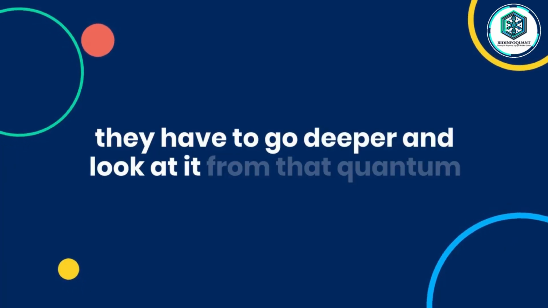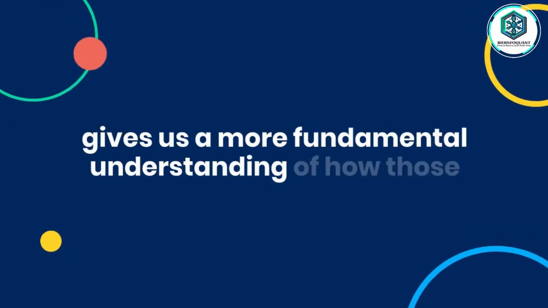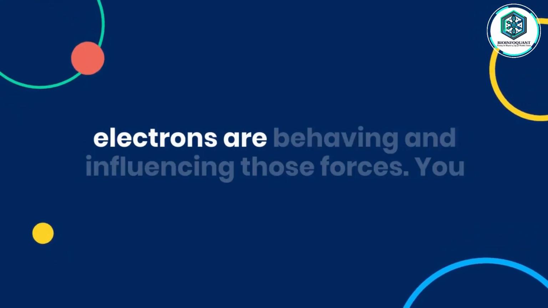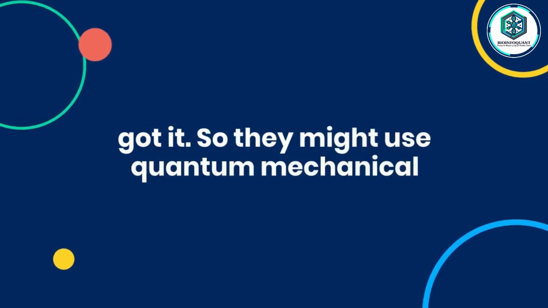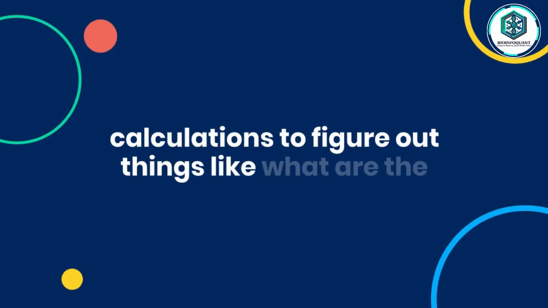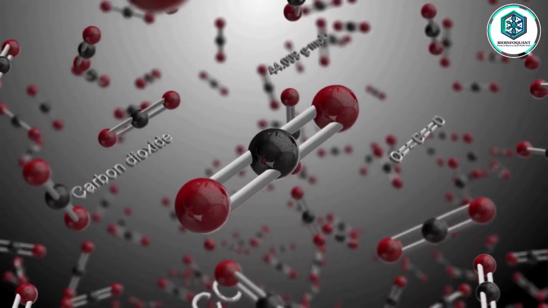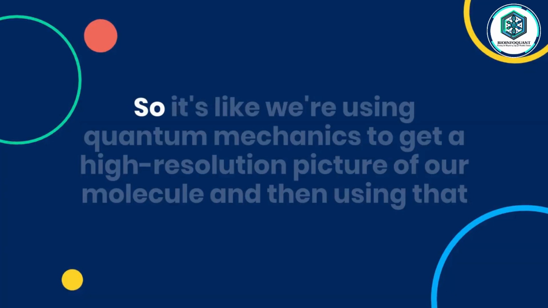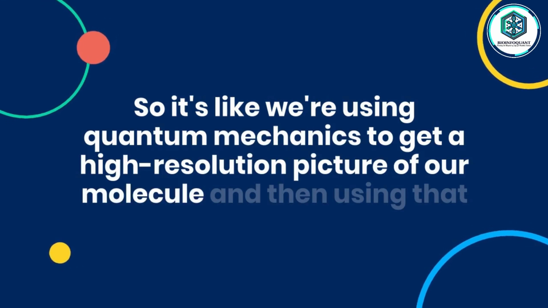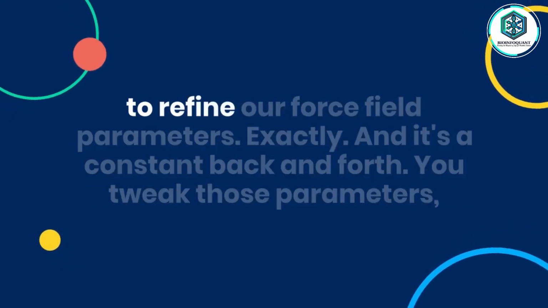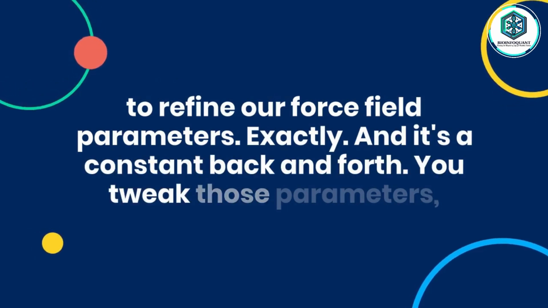To really fine-tune those parameters, they have to go deeper and look at it from that quantum mechanical perspective. Because quantum mechanics gives us a more fundamental understanding of how those electrons are behaving and influencing those forces. You got it. So they might use quantum mechanical calculations to figure out things like, what are the partial charges on each atom? Okay. What are the energy barriers to rotating around different bonds? So it's like we're using quantum mechanics to get a high-resolution picture of our molecule and then using that to refine our force field parameters.